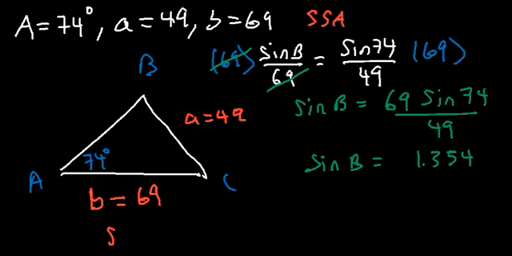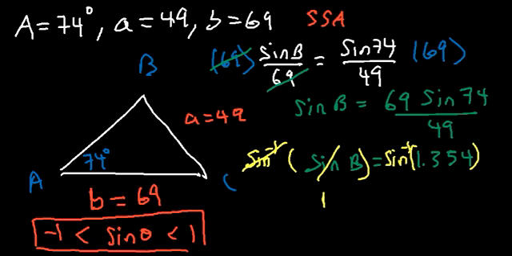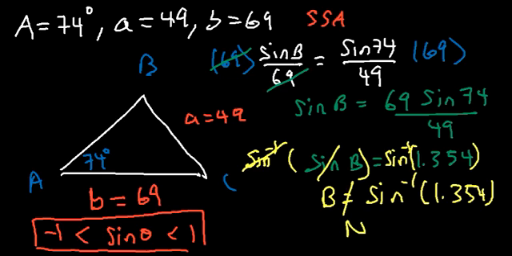Now here's what you need to know. The sine function varies between 1 and -1. If it's outside of this range, there's no solution, which in this case there's going to be no solution. Let's say you take the inverse sine of both sides. These functions will cancel. If you try to type this in your calculator, inverse sine of 1.354, your calculator will give you some sort of error message. My calculator says math error. So this can't be done. So therefore, there's no solution. This triangle can't be solved.